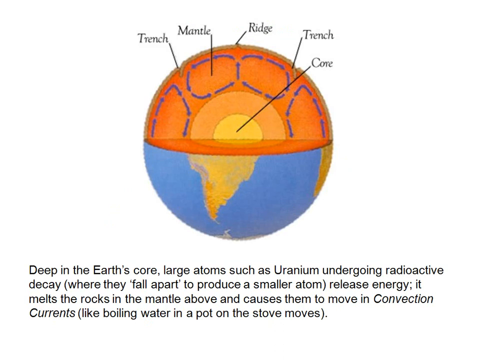Deep in the Earth's core, large atoms such as uranium undergo radioactive decay, where they fall apart to produce a smaller atom, and release energy. It melts the rocks in the mantle above and causes them to move in convection currents, like boiling water in a pot on the stove moves.